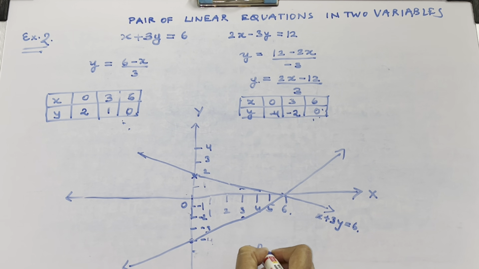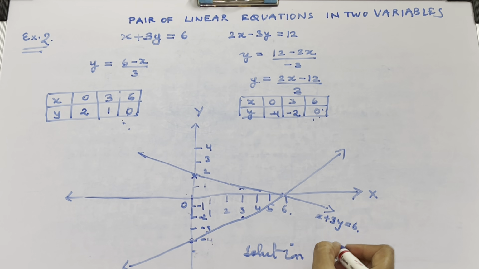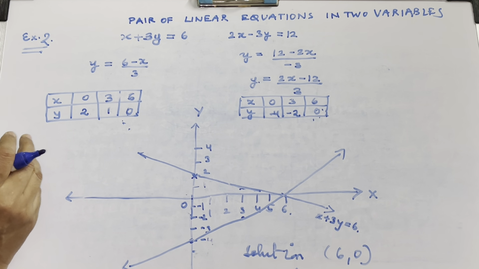So we see that this is a pair of intersecting lines, and the solution is the intersecting point, that is 6, 0. We can also write the solution as x is equal to 6 and y is equal to 0. This is how graphically we solve a pair of linear equations in 2 variables.